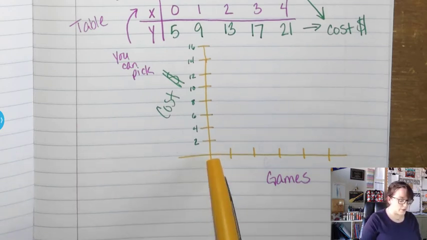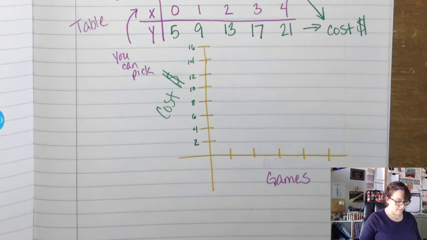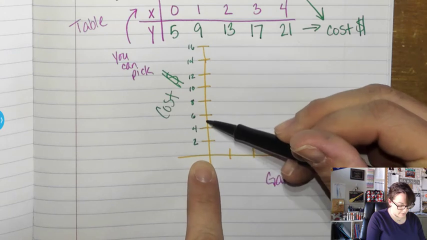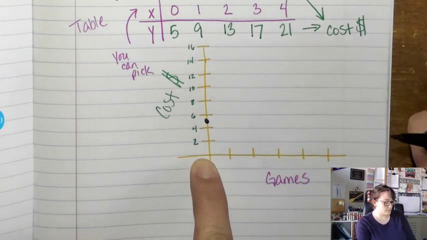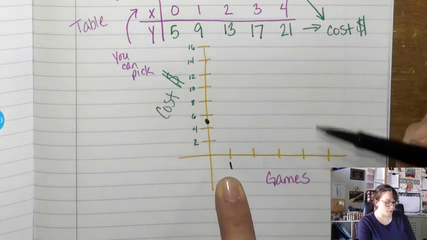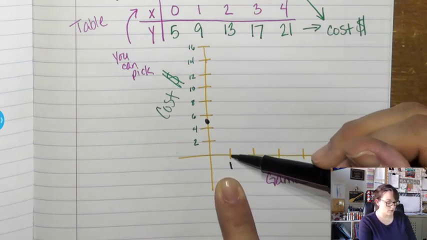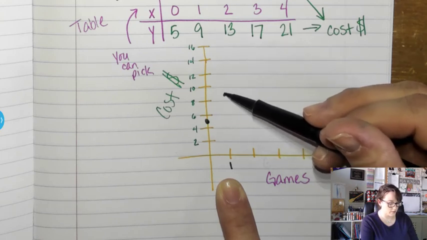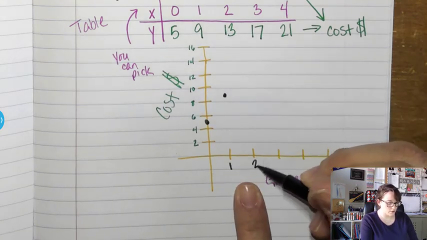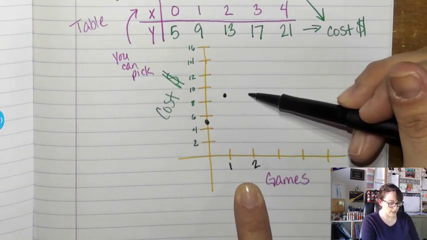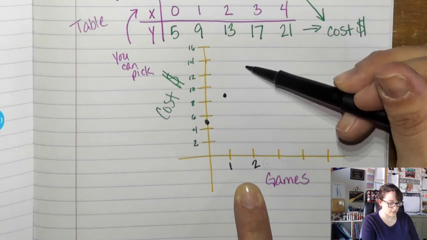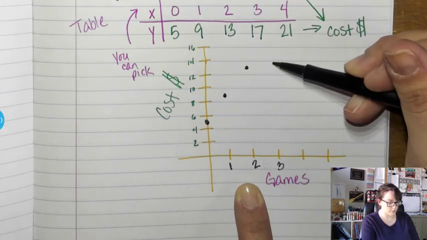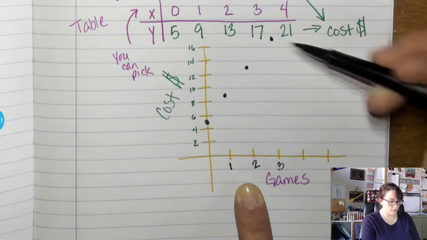So 0 games cost how much money? 5. So I'm going to go 0 and go up to 5 and put a dot. 1 game costs how much? 9. So I'm going to go up to 5, 8, 9. 2 games cost how much? 13. 3 games, 4 more dollars. It's up here. So you have a straight line.